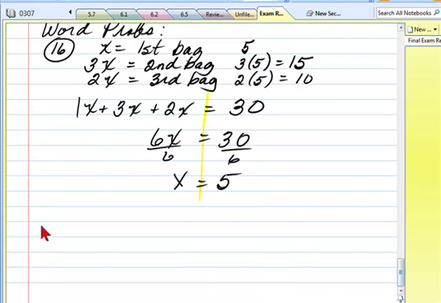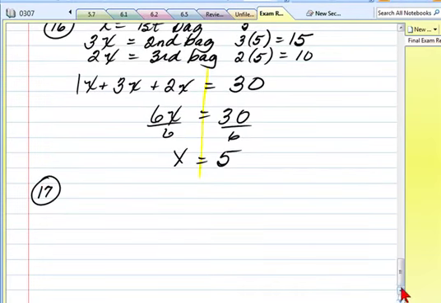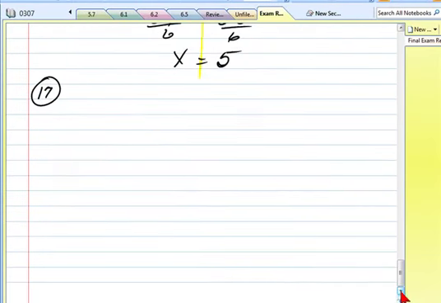All right, 17. It says the sum of 4 times a number and 3 is the same as the difference of twice the number and 11. Find the number. So there is a mystery number, x. X is the number.